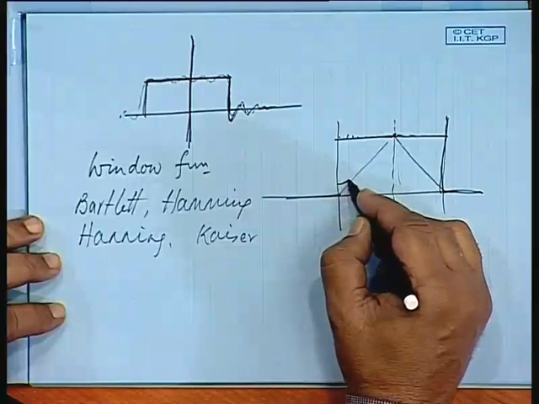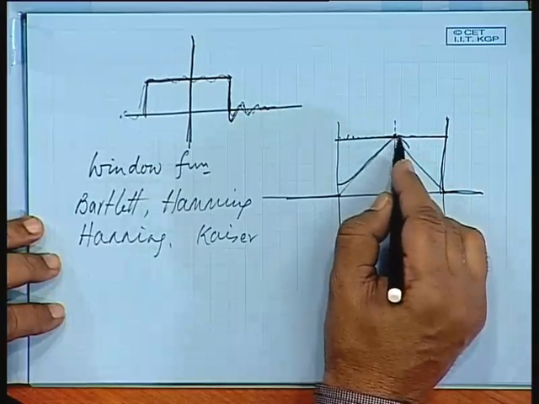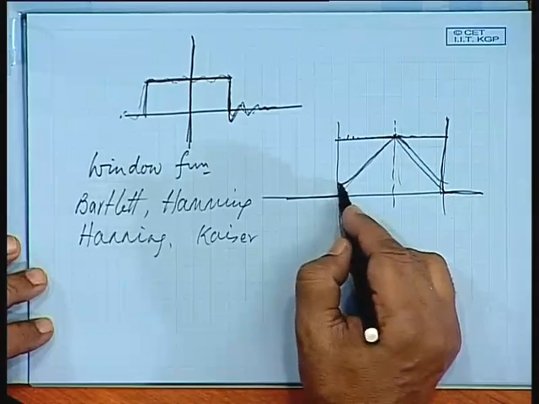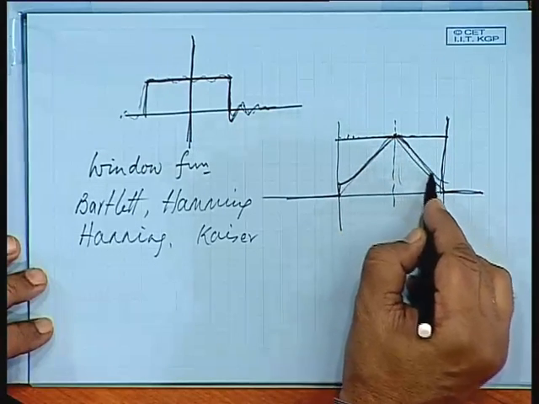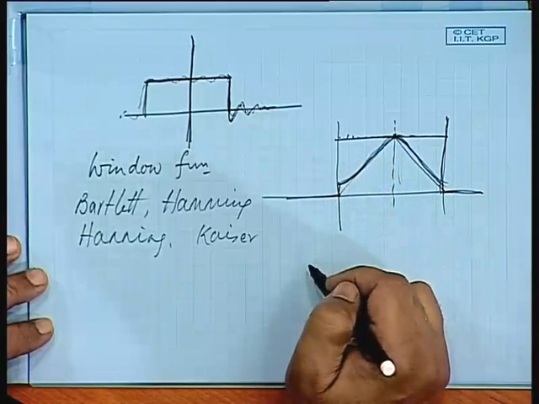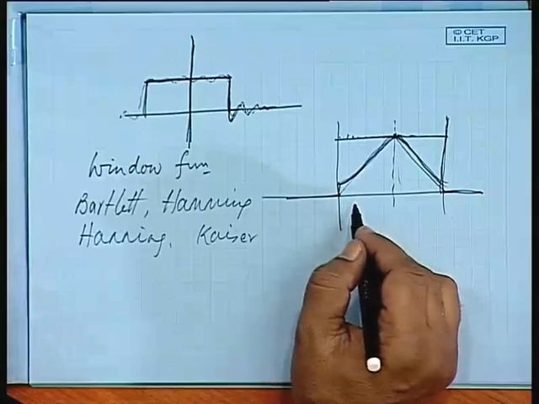Now, some of them may be like this. I need not start from 0, I give a little weightage and then it is something like a parabola. So, you will find the distinction, the difference, is very small between different windows.